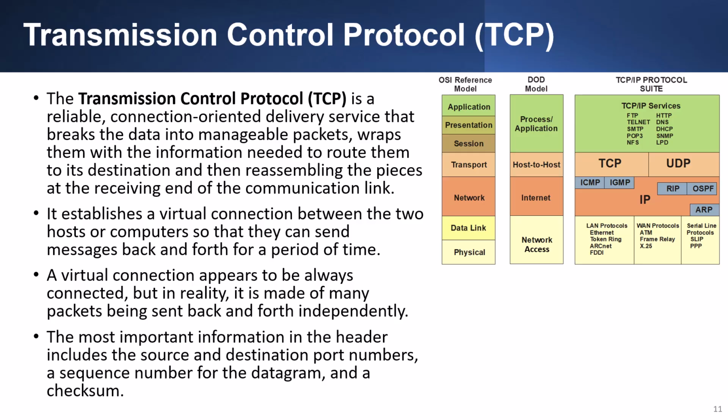The Transmission Control Protocol, or TCP, is a reliable, connection-oriented delivery service that breaks the data into manageable packets, wraps them with the information needed to route them to its destination, and then reassembles the pieces at the receiving end of the communication link. It establishes a virtual connection between the two hosts or computers so that they can send messages back and forth for a period of time. A virtual connection appears to be always connected, but in reality, it's made of many packets being sent back and forth independently. The most important information in the header includes the source and destination port numbers, a sequence number for the datagram, and a checksum.